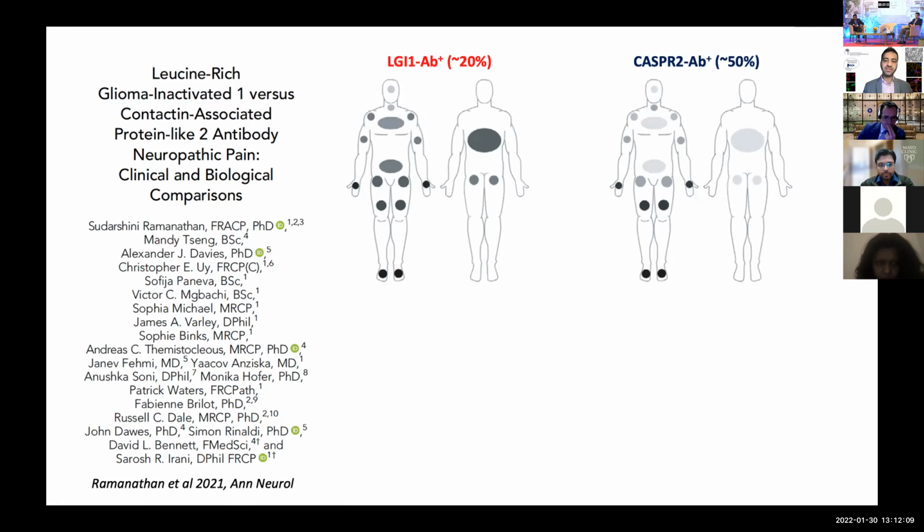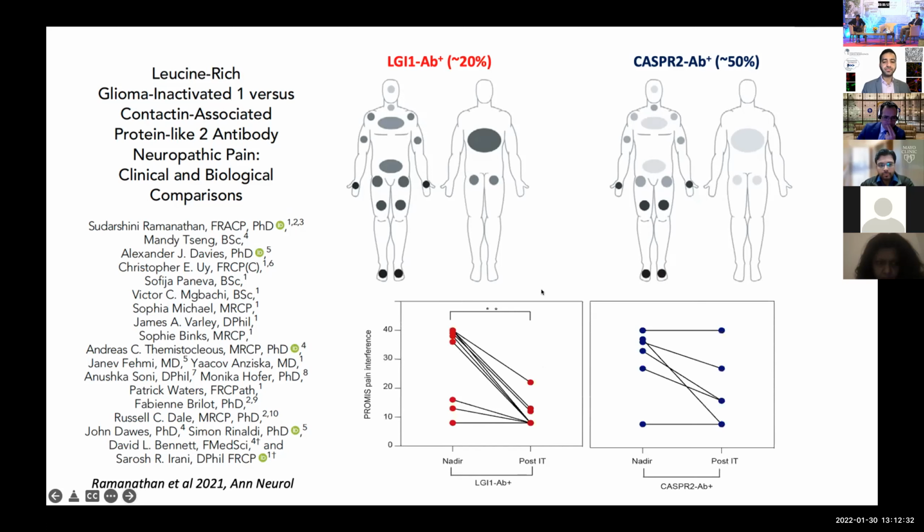And there are a few things to notice. First of all, caspase-2 patients more commonly have neuropathic pain than LGI1 patients. And secondly, the distribution is different. While both have a length-dependent glove and stocking type distribution as their dominant feature, the LGI1 patients' pain often affects their trunk and their back. Very different to the caspase-2 patients.